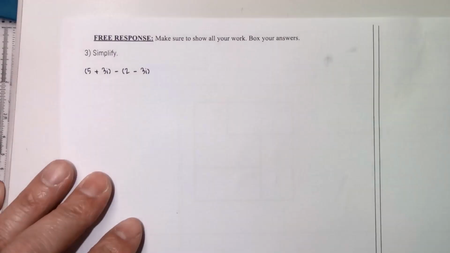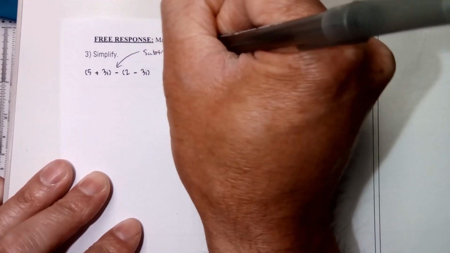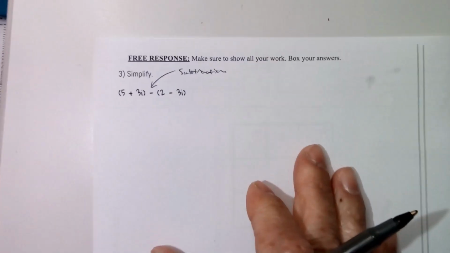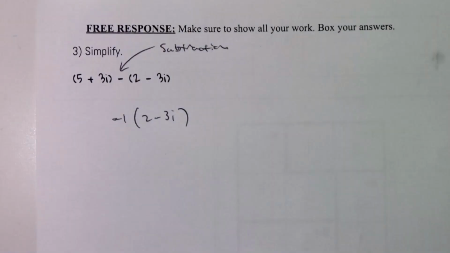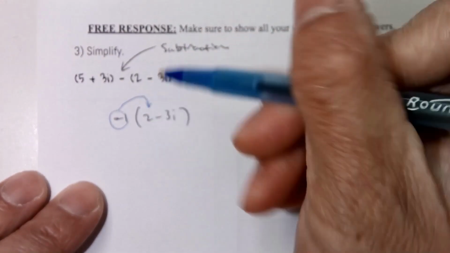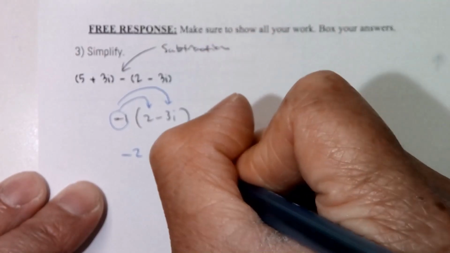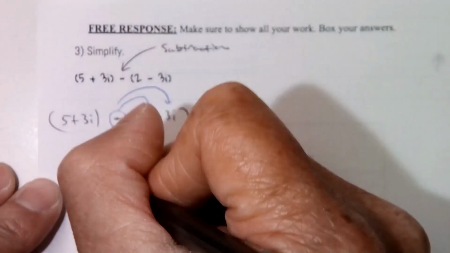Here it asks me to simplify. Notice this is subtraction. So note if there's a symbol there, which means I'm going to do a -1. And I'm going to go ahead and distribute that. -1 times 2 is -2. -1 times -3i is positive 3i. So I have 5 plus 3i, and I don't need the parentheses there, so I can just bring it down.